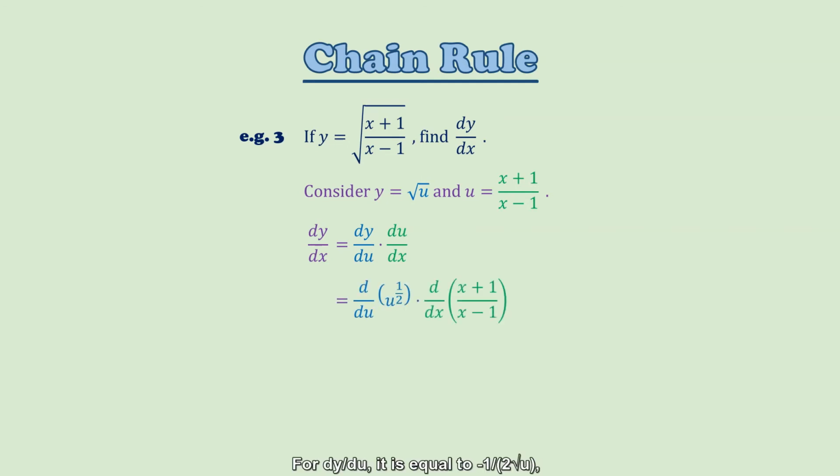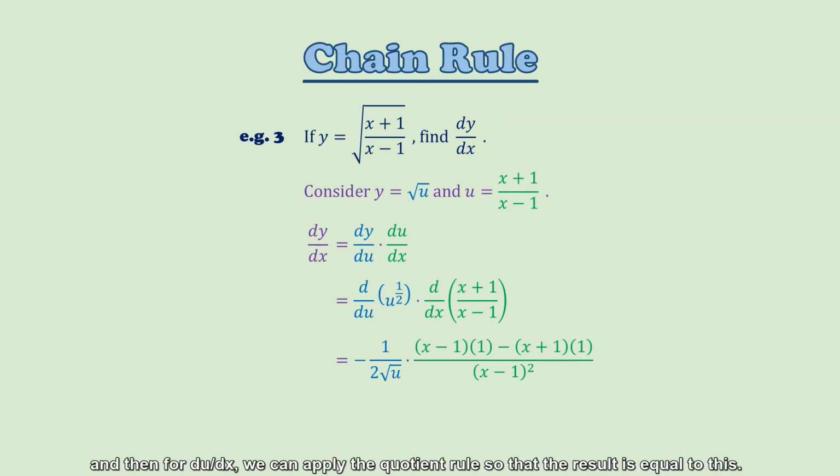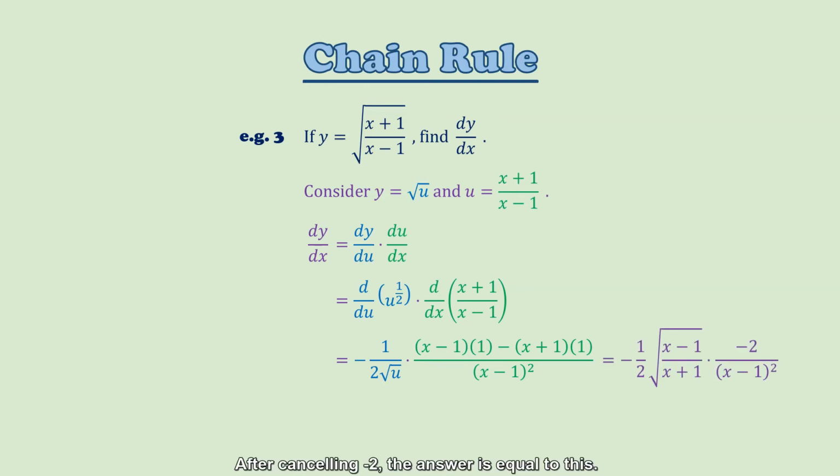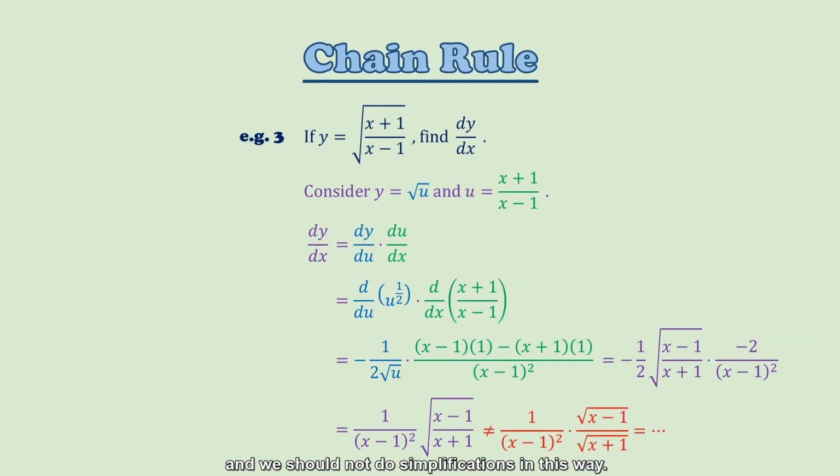For dy du, it is equal to minus 1 over 2 root u. And then for du dx, we can apply the quotient rule, so that the result is equal to this. After cancelling minus 2, the answer is equal to this. Please note that this is already our final answer and we should not do simplifications in this way.